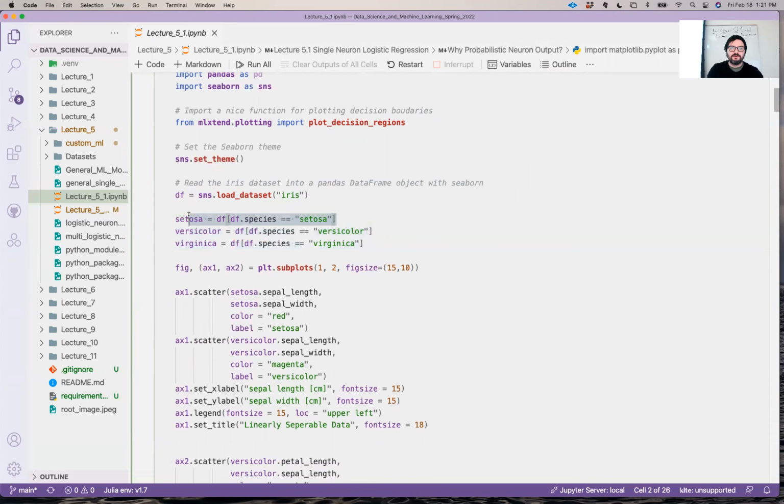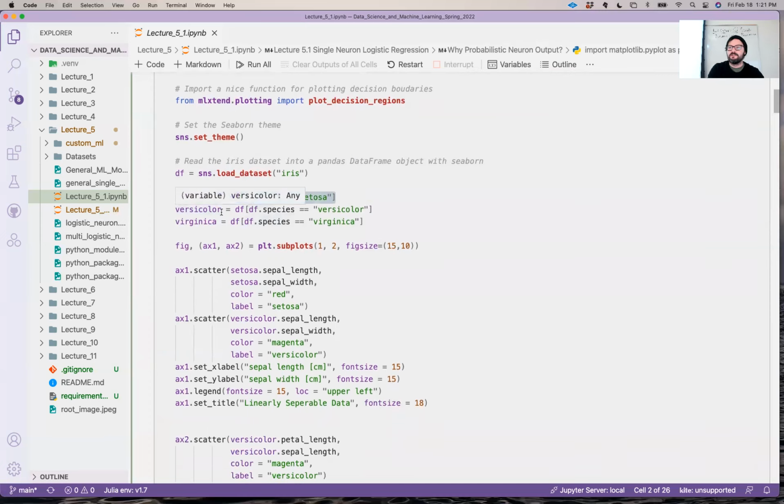After doing that, I make sub data frames. So this code here is making a Setosa data frame, which consists of all the rows and columns that belong to Setosa. Notice the syntax. The original data frame is called df. So df brackets df.species, so that's a column, right? Wherever the column equals Setosa is true, it's going to take all those rows and turn it into a data frame. I do the same thing for Versicolor, the same thing for Virginica.